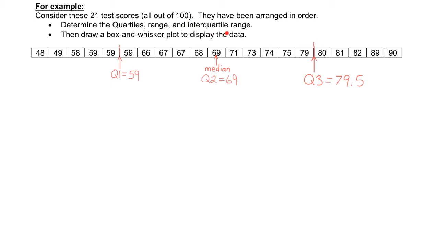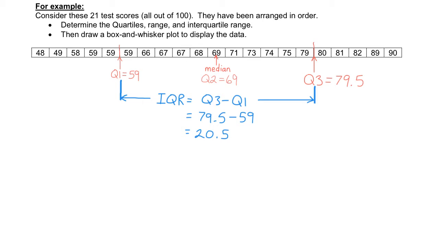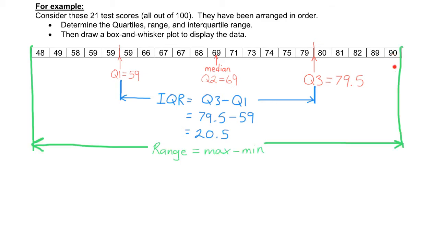I'm going to find my interquartile range right now. The interquartile range is the range from my first quartile to my third quartile. So if I just take the difference between Q3 and Q1, I'll get the interquartile range. It ends up being 20.5. That means there's a difference of 20.5 between the first and the third quartile. Now the range, I'm doing pretty much the same thing, except this time it's the range from my lowest to my highest. So if I take my maximum value and subtract my minimum value, I'll end up with my range. For this, it ends up being 42.